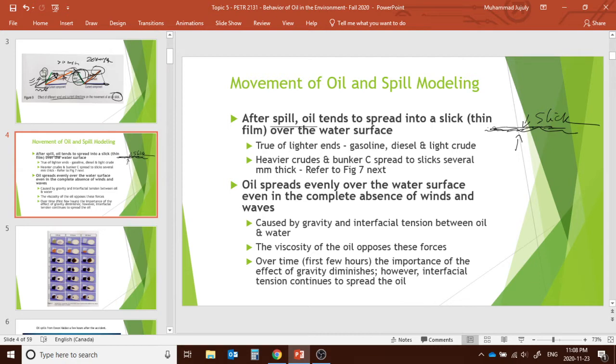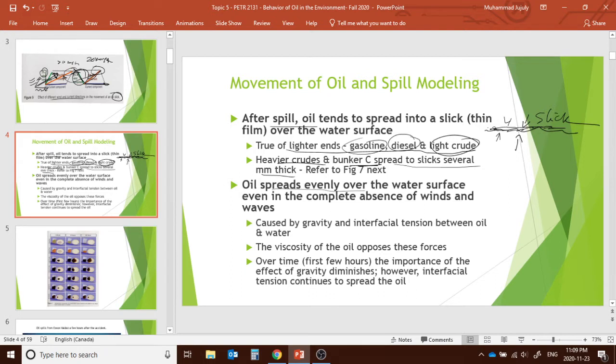Now, for the lighter component, for instance light crude oil, gasoline or diesel, the slick would be thin. But for heavy crude oil, bunker C is a very heavy oil, the slick is not that thin, it would be several millimeters thick. So we'll see that later on.